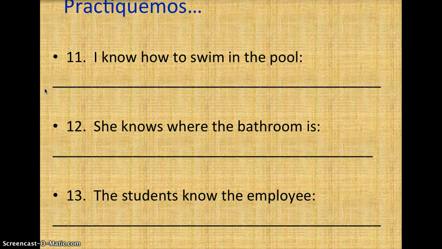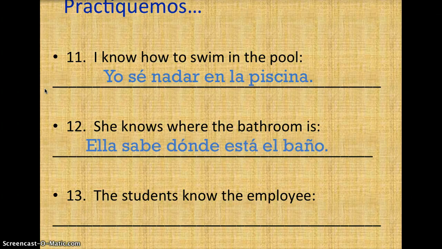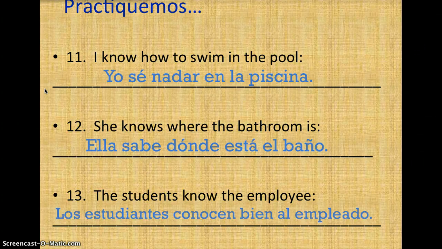Okay, some of the translations. I know how to swim in the pool. Yo sé nadar en la piscina. She knows where the bathroom is. Ella sabe dónde está el baño. The students know the employee. Los estudiantes conocen bien al empleado.